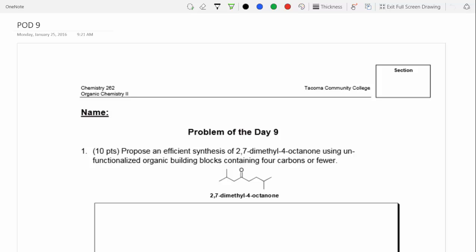All right, problem of the day number 9 was a chance for you to practice your synthesis problems. I noticed on the exam that was where a lot of people tended to struggle, was planning out a synthetic route. And so I'm going to try to incorporate it into a lot more of the pods coming up, including our synthesis days on Thursdays. But let's go through this pod.